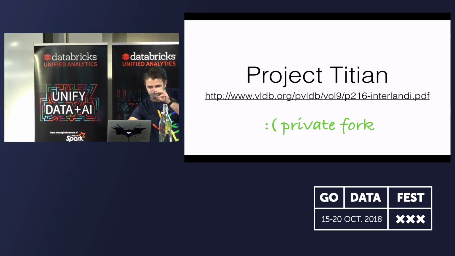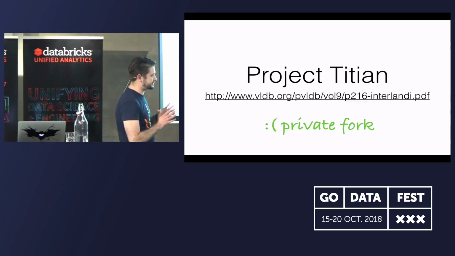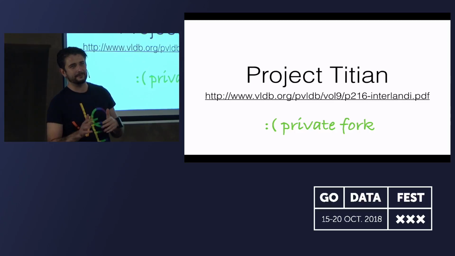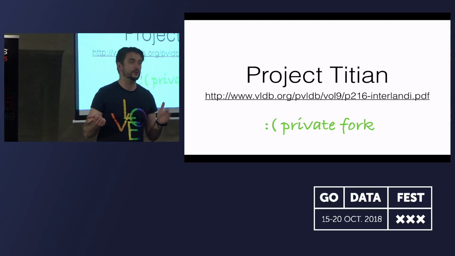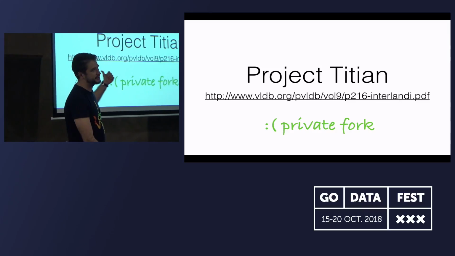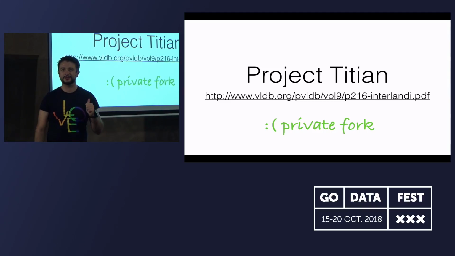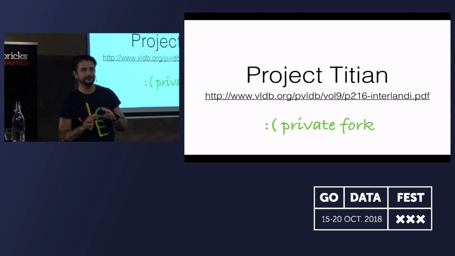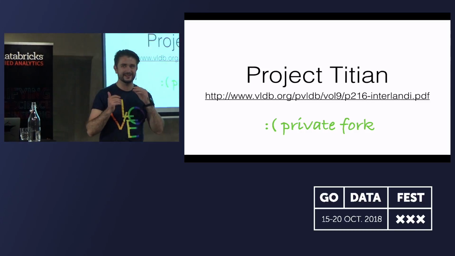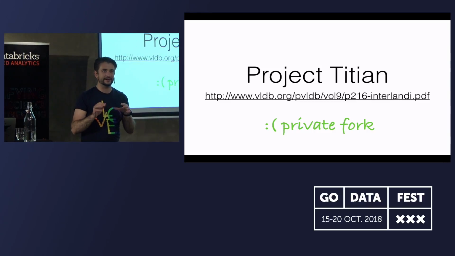So there were a few interesting projects on tracking data lineage in context of Apache Spark. The first one, the interesting one, was Project Titian. If you have a phone, actually take a picture of the slides and read this paper. It's a very nice and interesting description of deep analysis, how researchers thought would be the best way to analyze the data lineage of Spark.